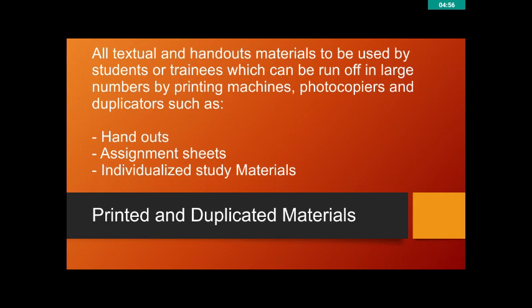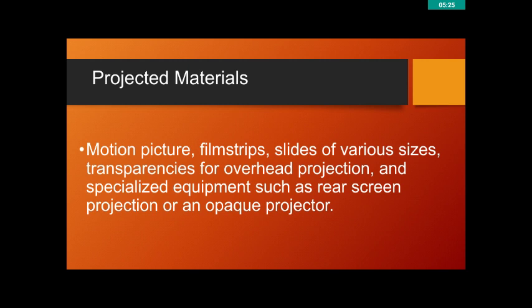Next is printed and duplicate materials. This is all textual and handout materials to be used by students or trainees, which can be run off in large numbers by printing machines, photocopiers, and duplicators, such as handouts, assignment sheets, and individualized study materials. So those are some examples of printed and duplicate materials.